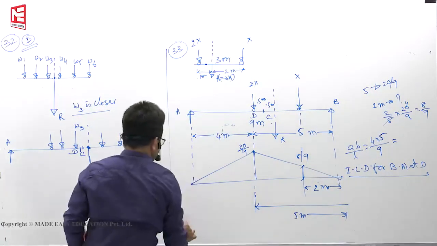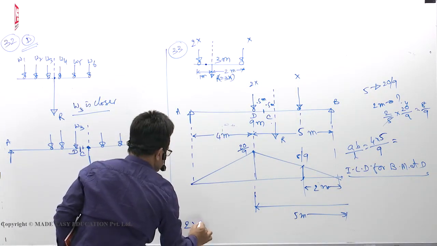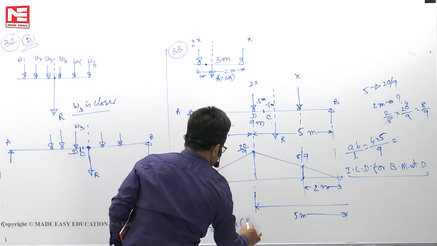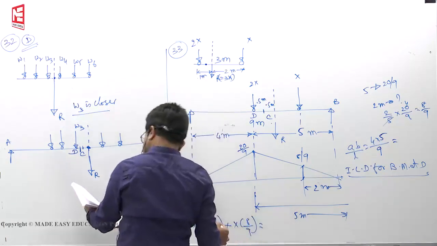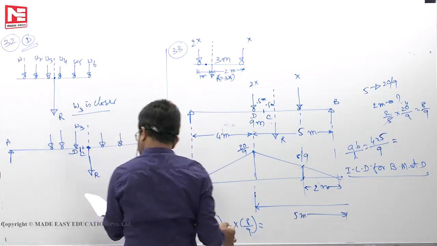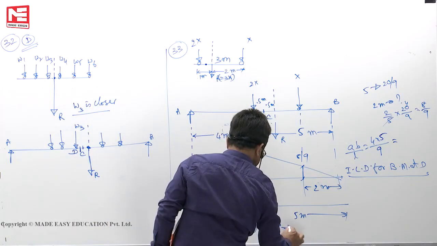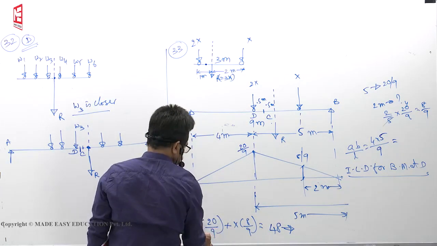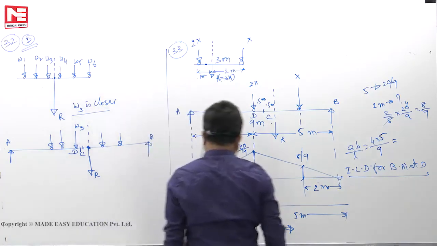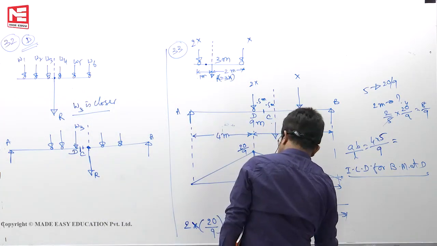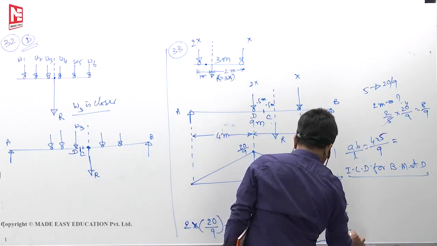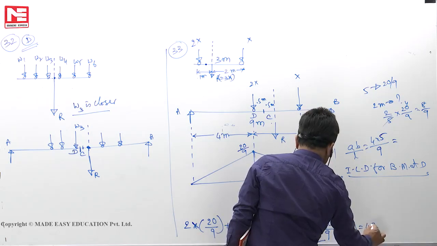Now you see, maximum bending moment is how much? 2x into 20 by 9 plus x into 8 by 9 is equal to the maximum bending moment he has given, 48 kilonewton meter. This value is 48. Now we simplify. This is 2x. Common factor if I take x, x into 40 by 9 plus 8 by 9 is equal to 48.